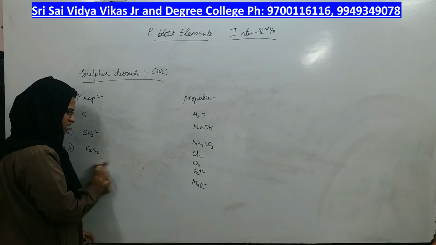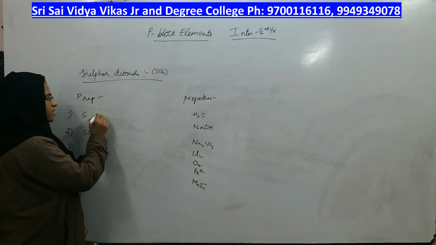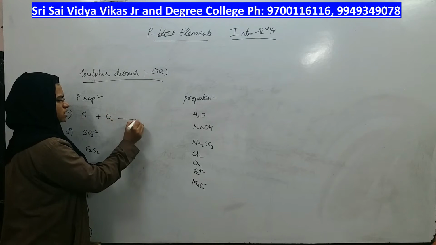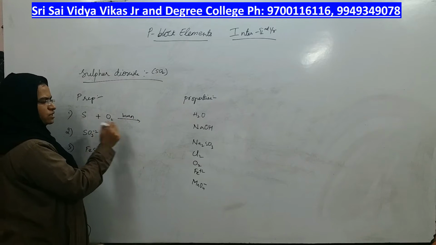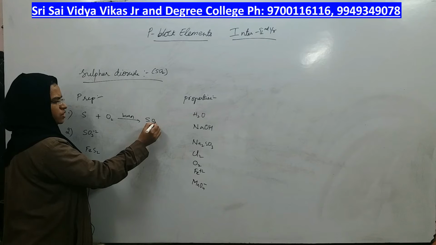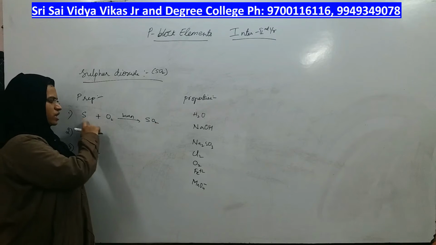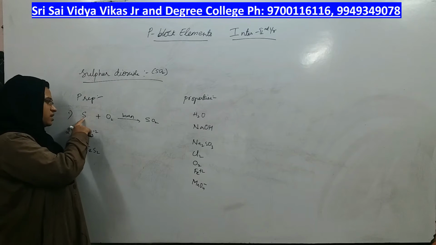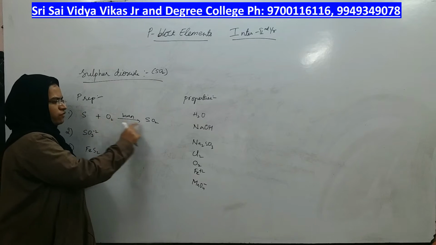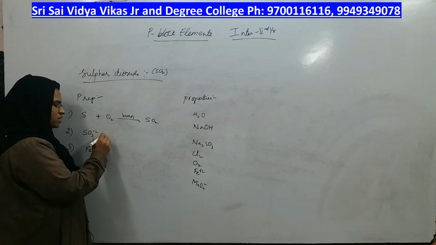The same as that reaction, if you burn sulfur in the presence of oxygen, what do you get? You get sulfur dioxide in the form of vapors, right? So that is one preparation of sulfur dioxide, in which sulfur is burnt in the presence of air to give you sulfur dioxide. What is the next preparation?